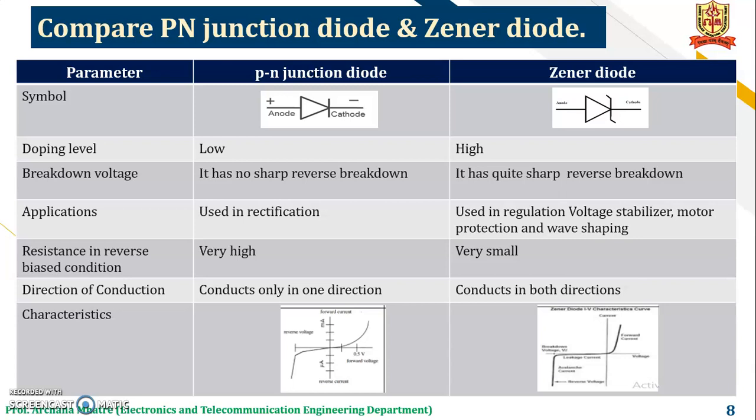Application of p-n junction diode, it is used for rectification purpose, and Zener diode is used in regulation, voltage stabilizer, motor protection and wave shaping circuit. Resistance in reverse bias condition, in p-n junction it will be very high, for Zener diode it will be very small. Direction of conduction, p-n junction conducts only in one direction and Zener diode conducts in both directions. This is the characteristic curve for p-n junction and Zener diode.